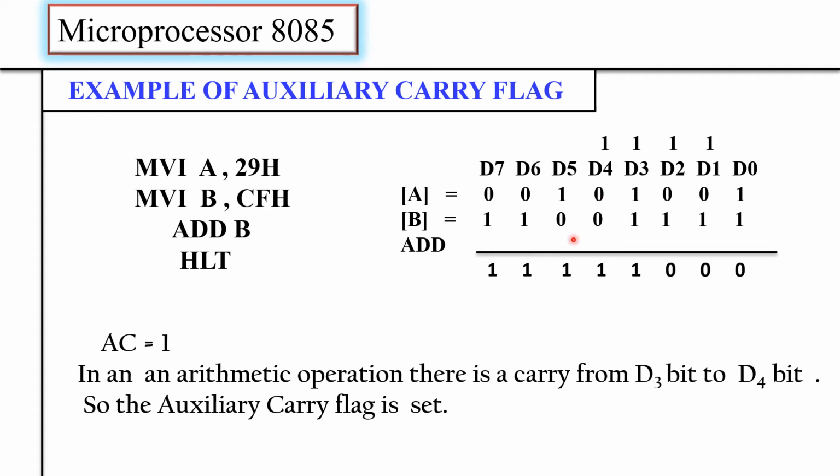Converting into binary, A is 29, so it is 0010 1001. Register B contains CF data. Converting into binary, F is 1111 and C is 12, so it is 1100. ADD B: the content of the accumulator is added to the content of register B and the result is stored in the accumulator. And HLT, that is the end of the program.